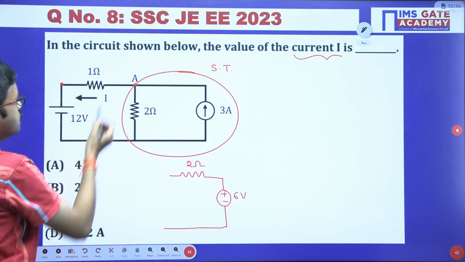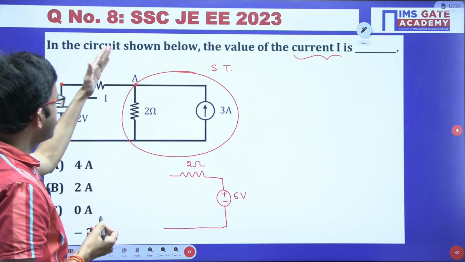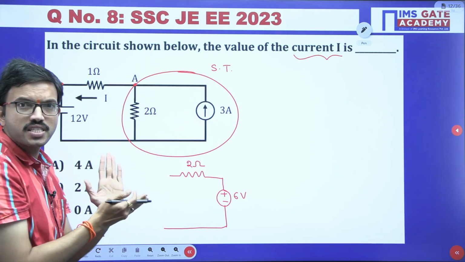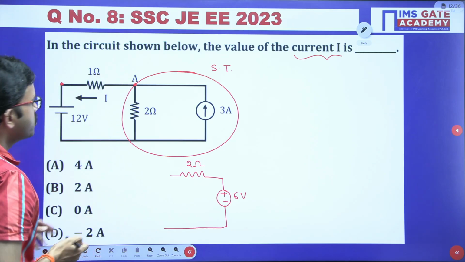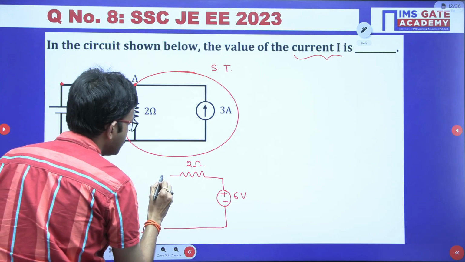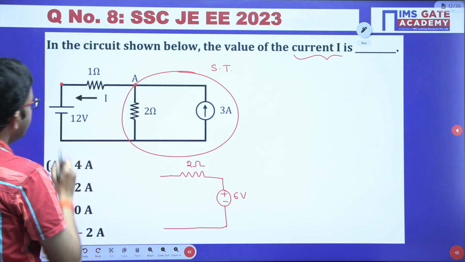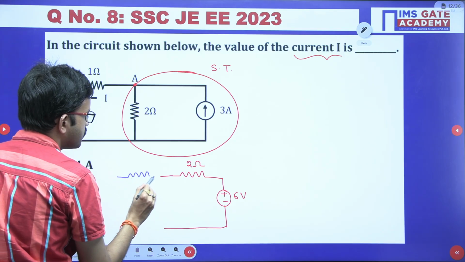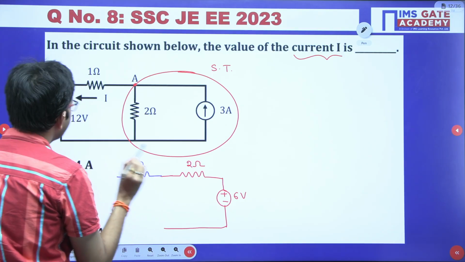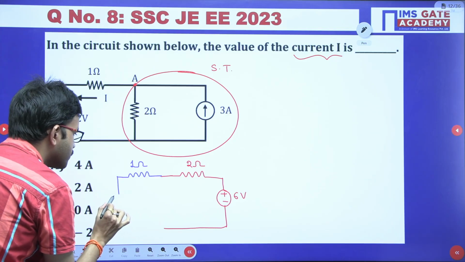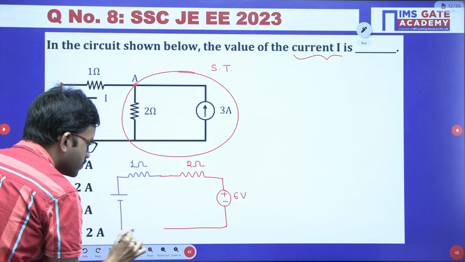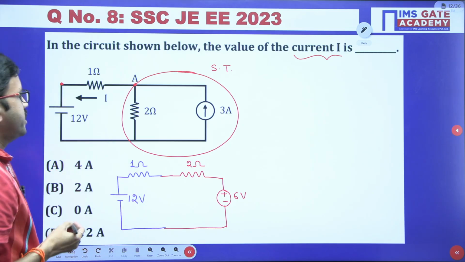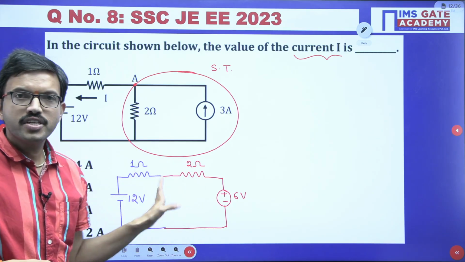Okay. Now, whatever the circuit here to the right of the terminal, we have replaced like this. Now, the left hand side circuit you can copy as it is. Here you are having the 1 ohm resistor, then the 12 volt source. Okay. Right. I hope all of you are getting the clarity.